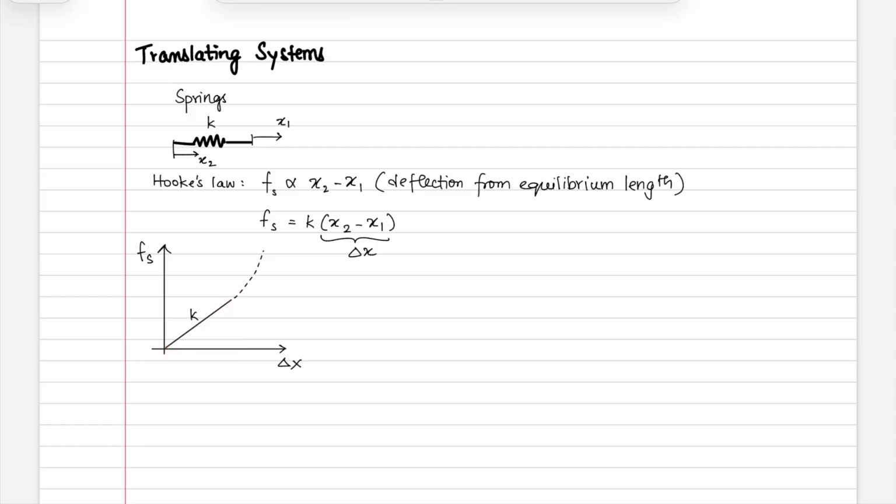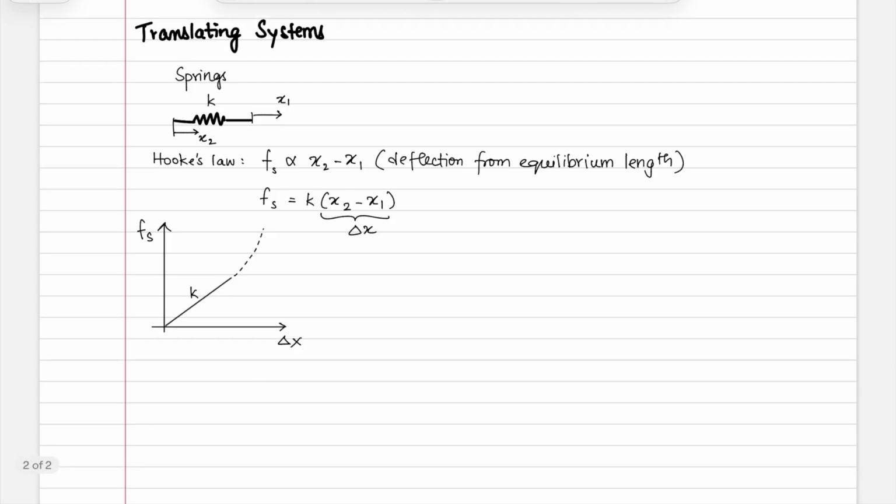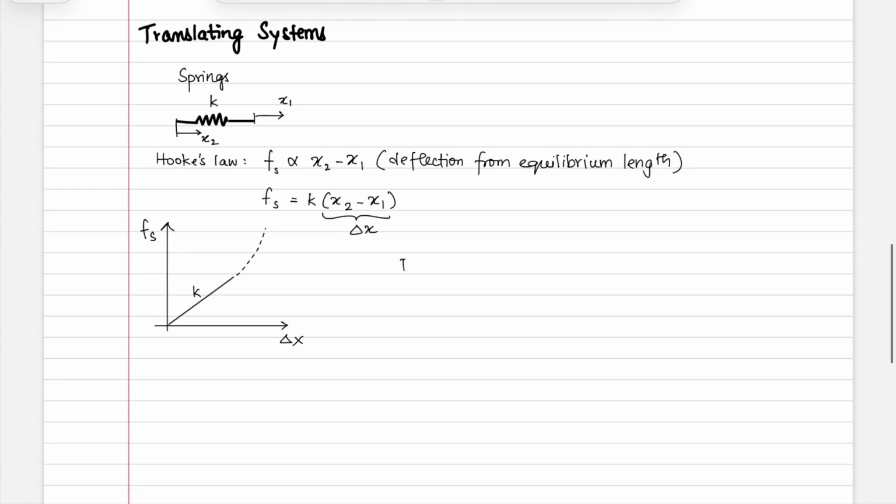Okay, so in this class, we are idealizing the spring such that the force deflection relations are linear. Okay, I guess I'll write that here.